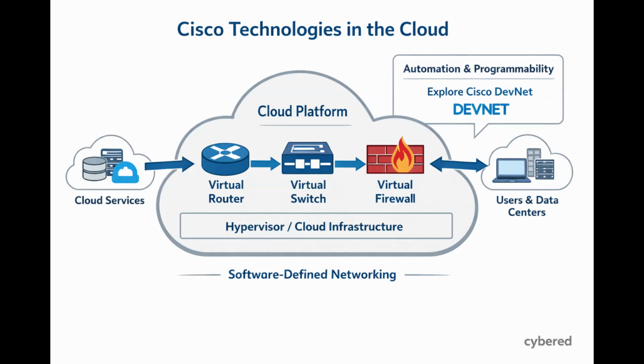Cisco has adapted its technologies for cloud environments by offering virtual network appliances such as routers, switches, and firewalls that run on hypervisors or cloud platforms. Cisco Cloud and automation technologies can be explored on Cisco DevNet.